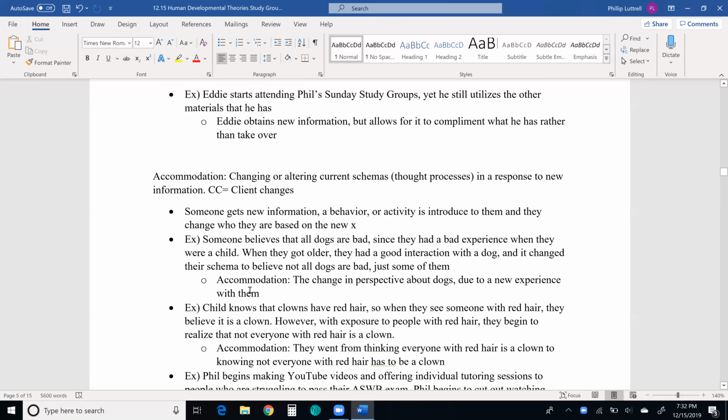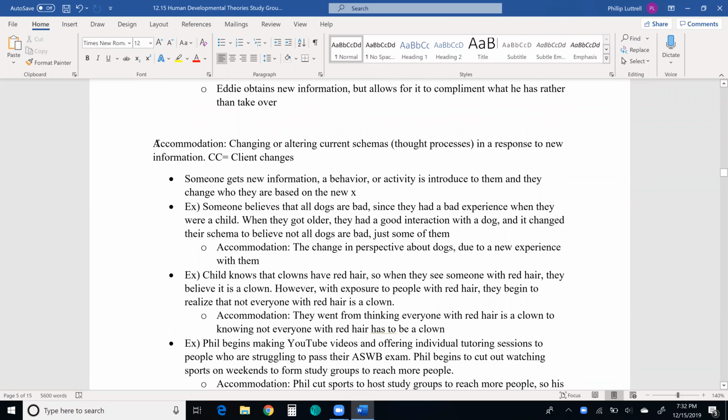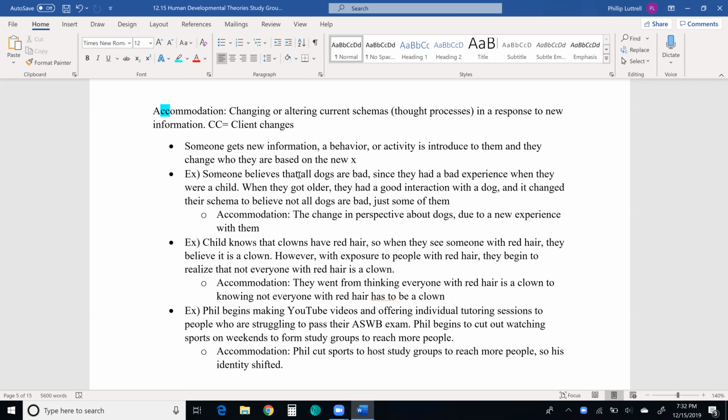The other term when we're adapting and changing our behaviors is accommodation, and key emphasis on the 2 C's, because it means changing or altering current schemas or thought processes in response to new information. So the 2 C's represent the client changes in some way. So you're introduced to something new and it entirely changes everything that you do. So someone gets information or they start doing a new behavior or an activity and they change who they identify as based on the new component within their life.